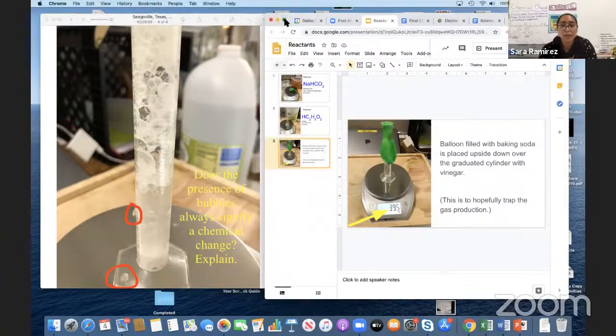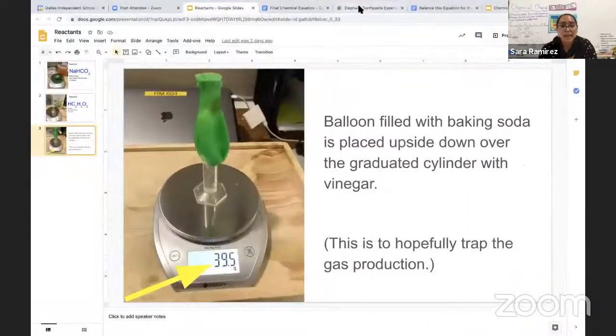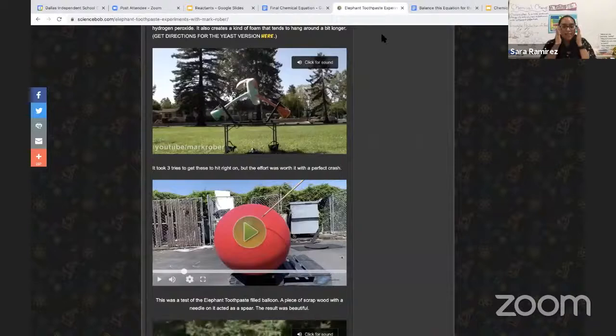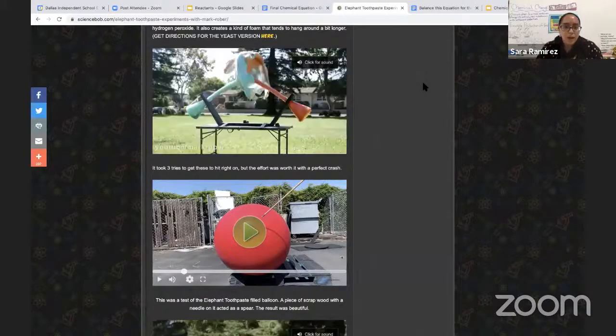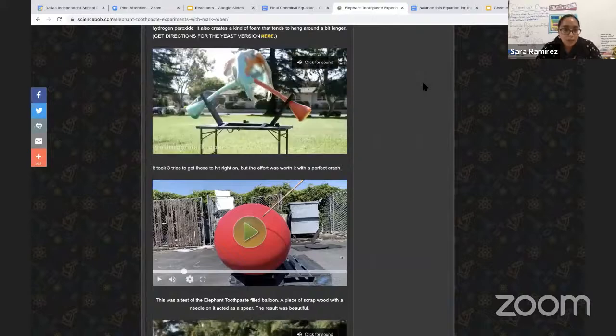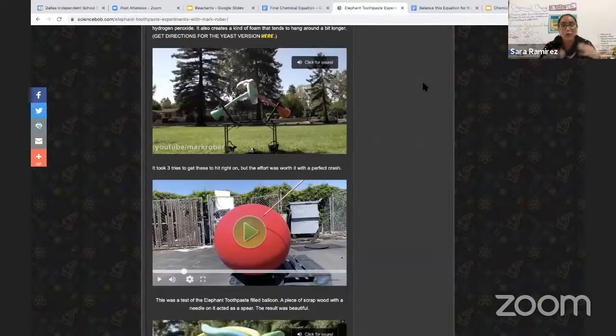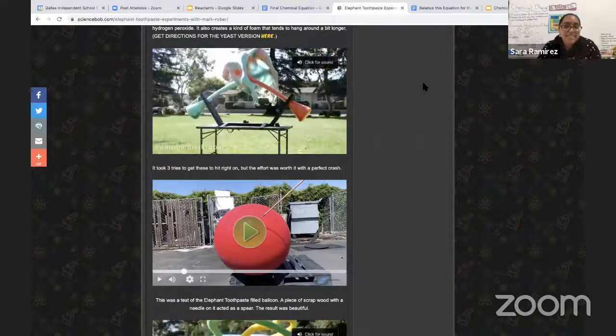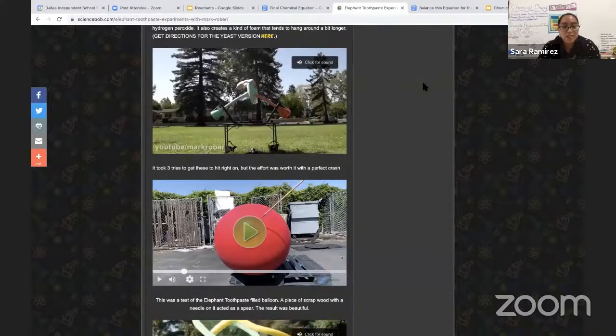Another example of chemical changes would be something called elephant toothpaste. And so here's a website from sciencebob.com, and they're using hydrogen peroxide. Now they're using a different grade of hydrogen peroxide. It's a 6% grade, so it's different than what you would find at the grocery stores.